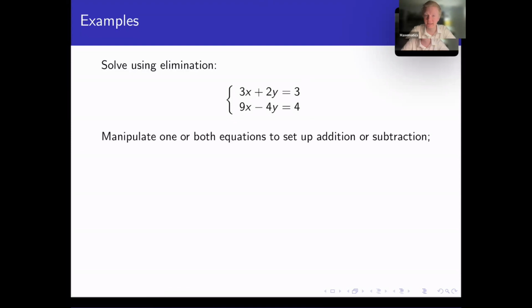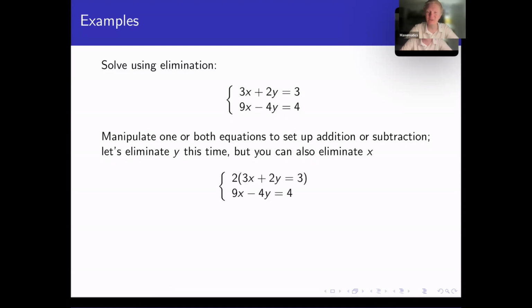Specifically, we are going to eliminate y this time. You don't have to eliminate y. You can instead eliminate x, but I'm going to eliminate y. So our goal in elimination is to add or subtract these equations. But notice that if we add these equations right away, 3x plus 9x is 12x, 2y plus -4y is -2y, equals 7. So we get 12x minus 2y equals 7, and then we still have an equation in two variables. That didn't do anything.